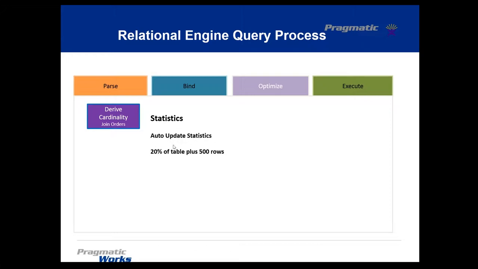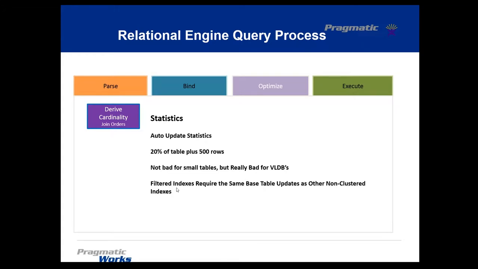When auto-update statistics is on, though, the way it works is 20% of a table plus 5,000 rows must be modified in order for us to be able to get an auto-statistics update within SQL Server. This is not bad for small tables, but it's really, really bad for very large databases.